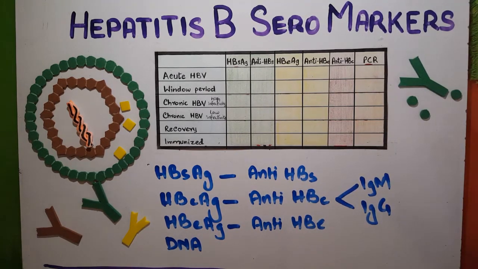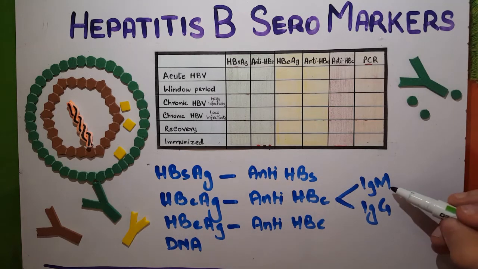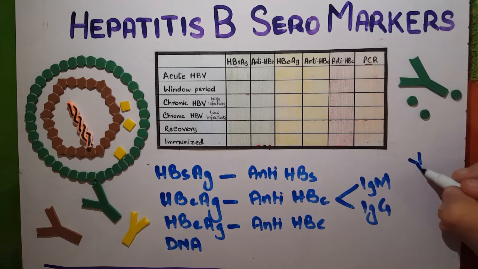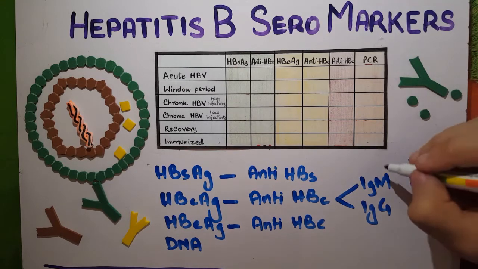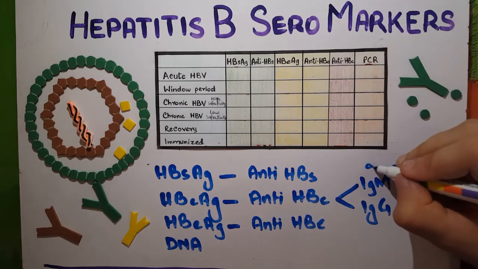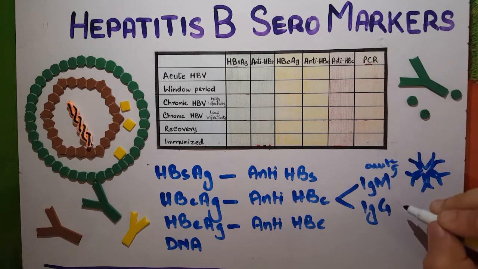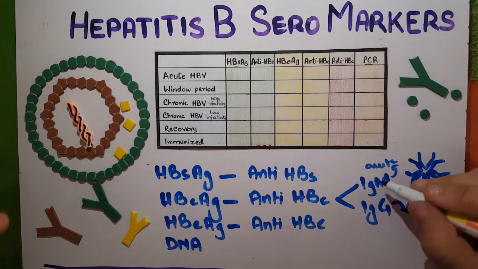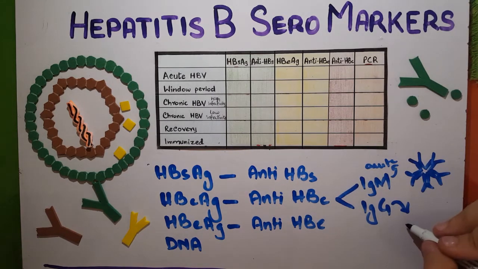Whenever there is an antibody response against some antigens, the initial antibodies formed are these IgM types. They are large antibody complexes made up of 5 antibodies, and they are a marker of acute infection. So IgM are formed in acute infection because they are formed initially, and in a later stage, instead of IgM, IgG are formed, so they are a marker of chronic infection.